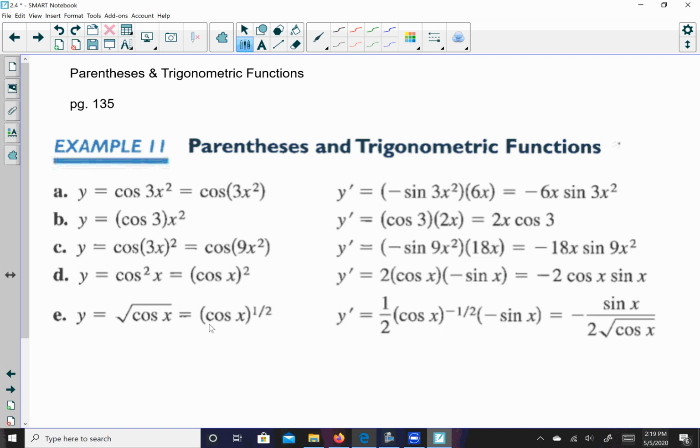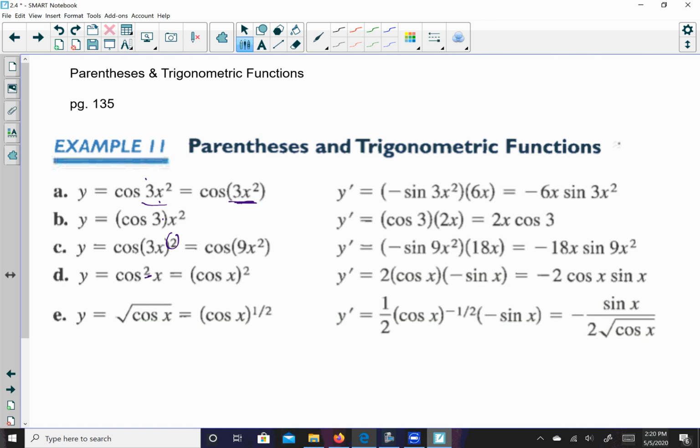All example 11 is showing you is you have to be careful of parentheses. So if I have this cosine 3x squared, know that the 3x squared is written like this. That's different than if it's written like this. Do you see how they're different? So you have to pay attention to where the square symbol goes. So this just means that the x is squared. This squared out here means the whole 3x is squared.